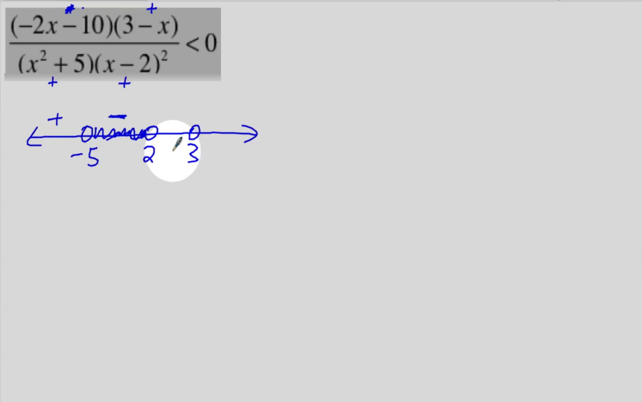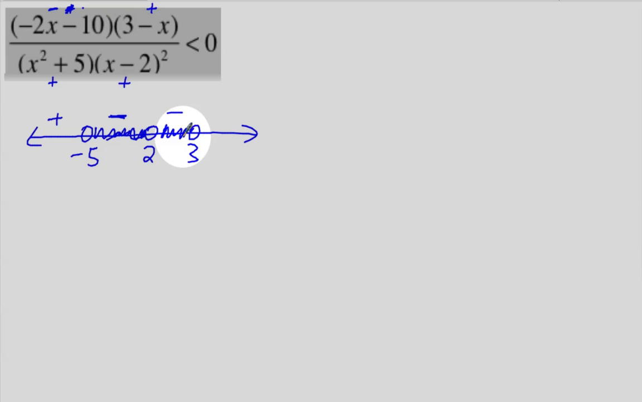Between 2 and 3, let's take something like 2.5. 2.5 is going to give you -5, -15. Here, 2.5 will give you positive. Here, positive, positive, so your graph is negative.